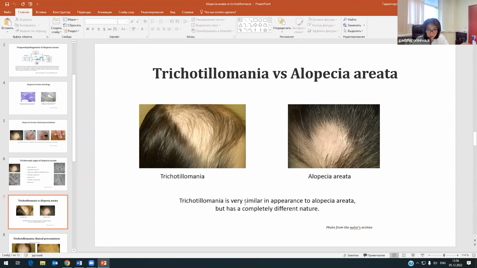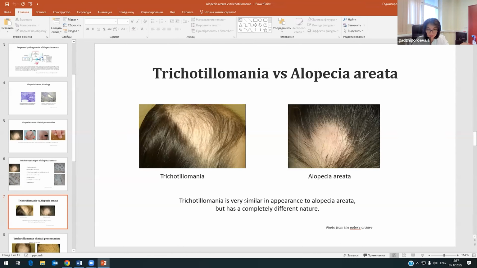During careful examination, it is possible to suspect some evident features of TTM when the focus on the head looks irregular in contour. They are located in scalp areas that are easy for the hand to access, and we can also observe short pigmented hair in the foci. Trichotillomania is very similar in appearance to alopecia areata, but has a completely different nature.